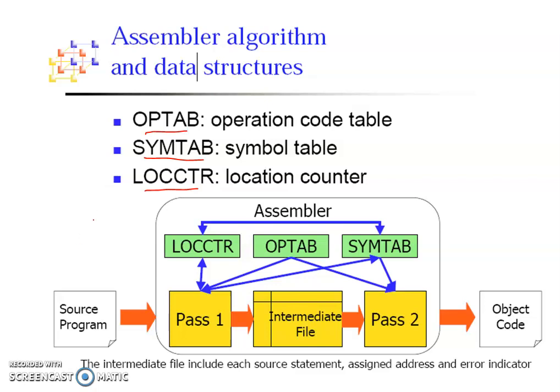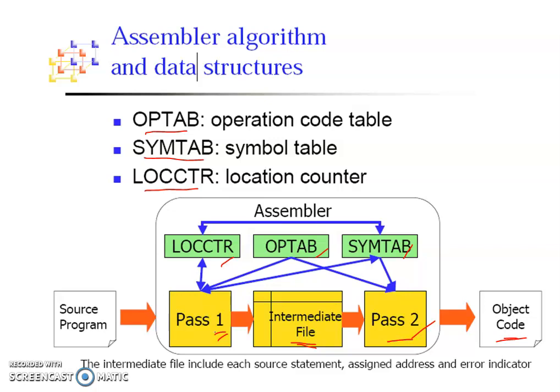So an input program will be fed to an assembler. The assembler will make use of these data structures to perform the Pass1 and Pass2 operations, so that it generates an intermediate code. The intermediate file is the file obtained after performing the Pass1 operation. It will have addresses for every instruction. And then in Pass2 you will be generating the object code.